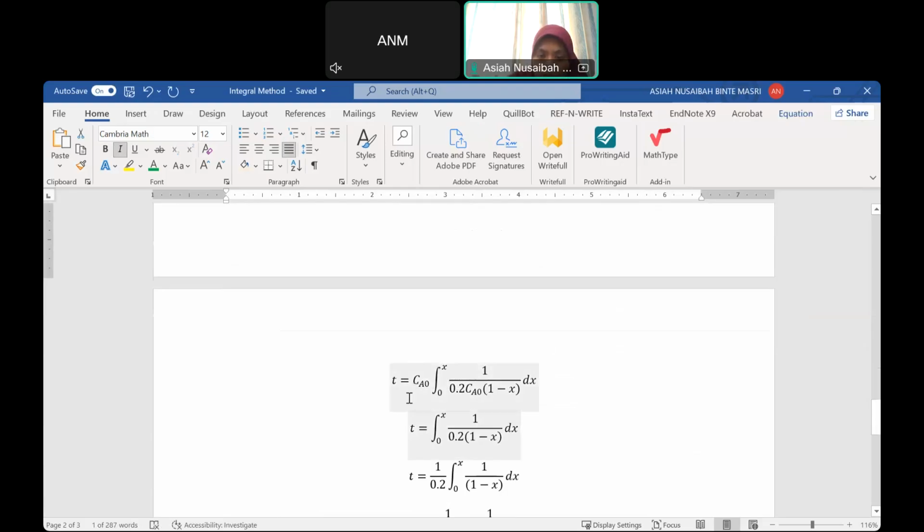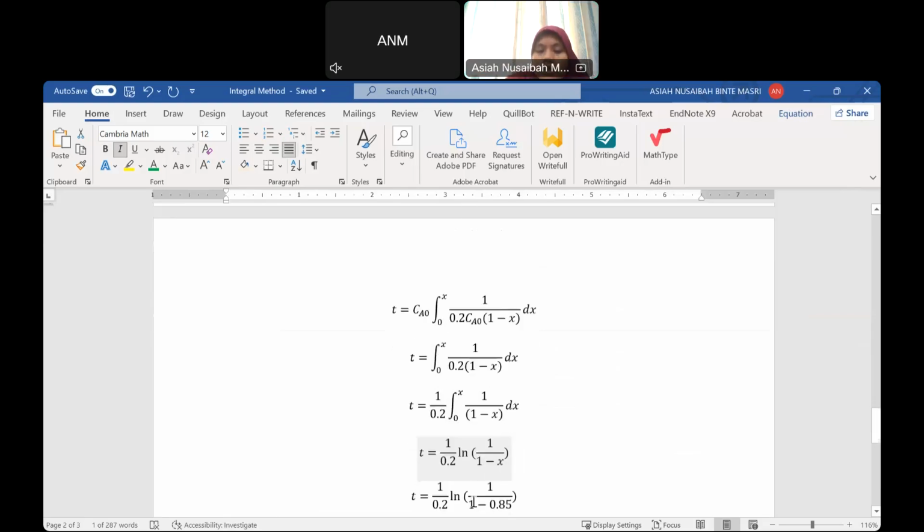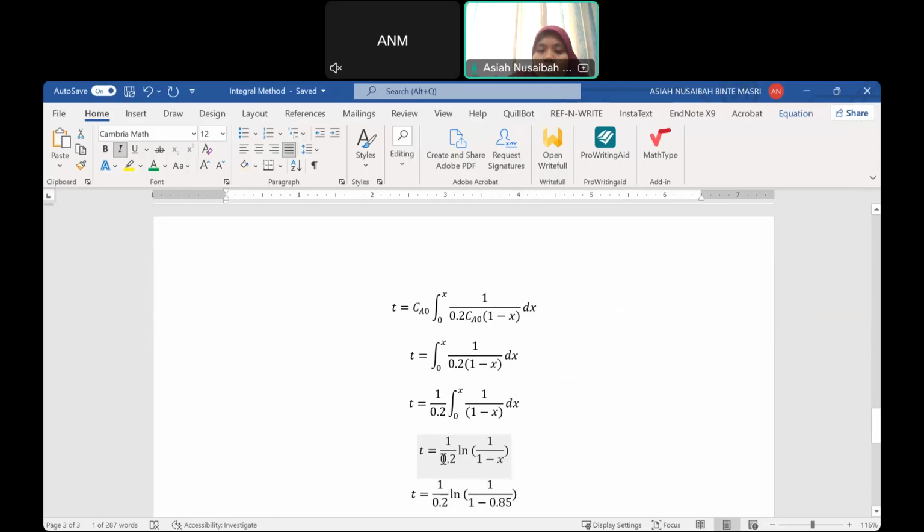We can remove CA naught here and here. So we have simplified into T equals integration of x from 0 to 1 over 0.2 times 1 minus x dx. Take 0.2 outside since it is only a constant. So we have T equals 1 over 0.2 times the integration of the rest. Integration of 1 over 1 minus x dx, we get ln. So T is equal to 1 over 0.2 ln 1 over 1 minus x.